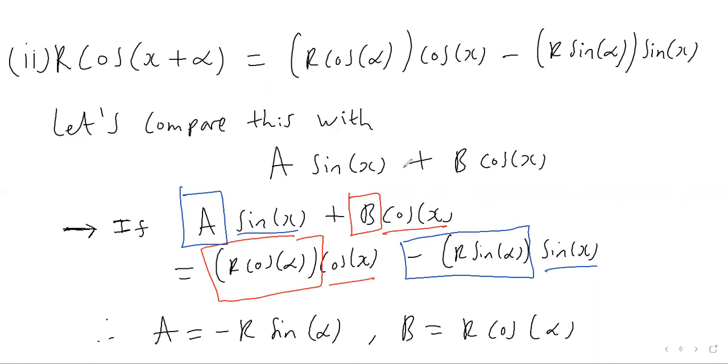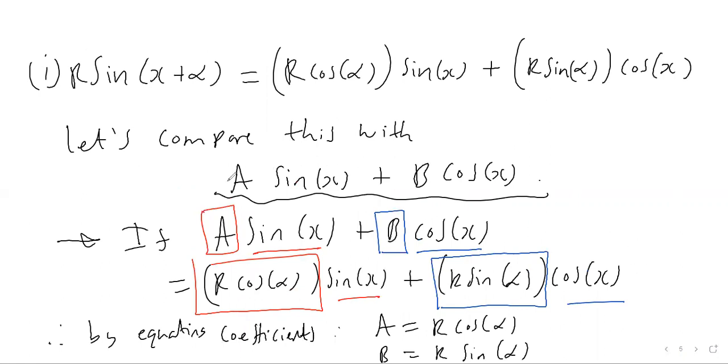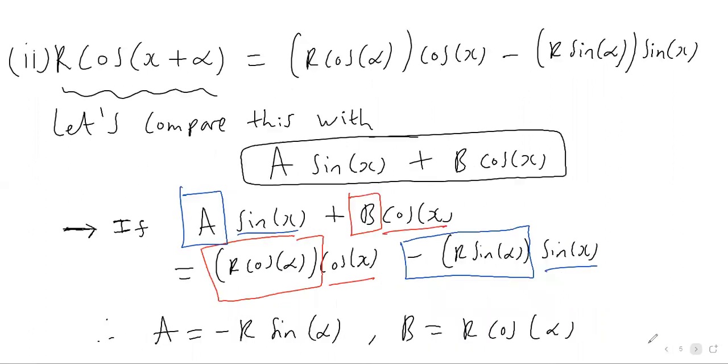So when we want to convert this number times sine plus this number times cos into this format here, we know that a must be equal to minus r sine alpha, and b must be equal to a positive r cos alpha. But if we want to convert this sum of sine and cos into the form r sin(x + alpha), then in that case, a is going to be r cos alpha and b is going to be r sine alpha. So it will depend on the question.